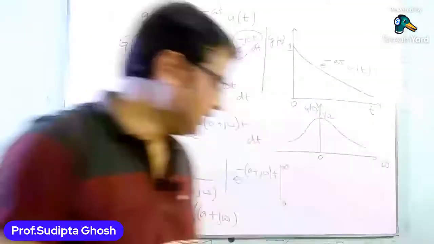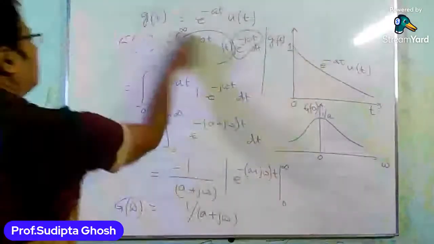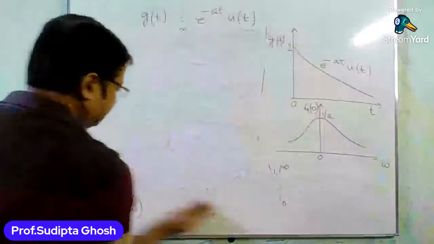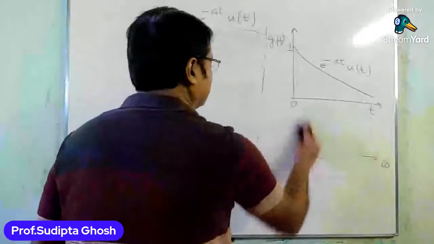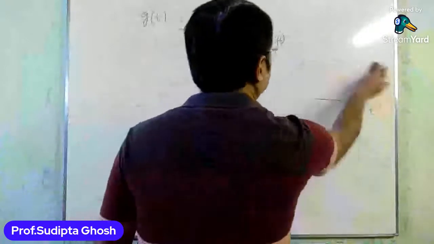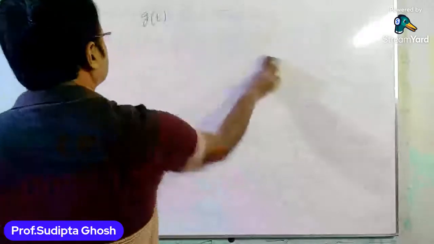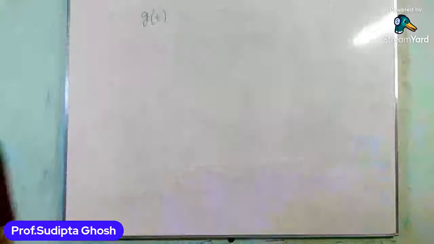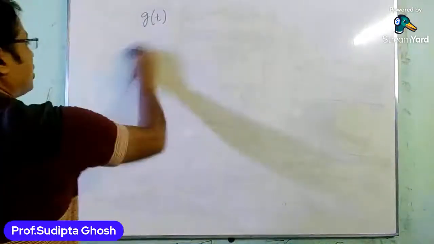Okay, so let's move on to another important function, and that is known as the rectangular function. In short, it is written as RECT, which is the short form of rectangle. So this function is also an important function in communication systems.